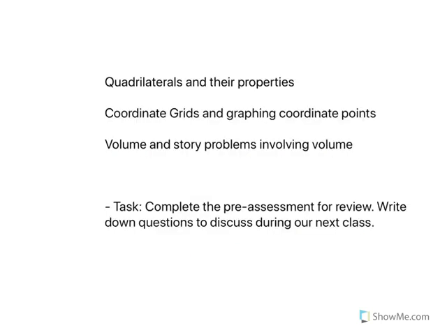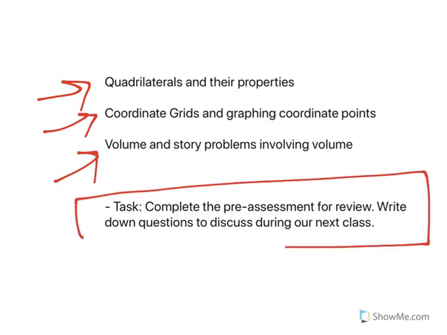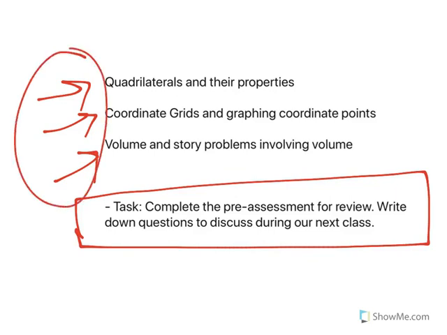So, we have quickly gone over quadrilaterals and their properties, coordinate grids and graphing coordinate points, and volume and story problems involving volume. Those are the things that you will be tested on. So your task today is to go complete the pre-assessment for review. Write down any questions you have to discuss and bring them to our next class. Good luck, and come back to this video as needed to help you with any part of these 3 beautiful pieces of information that you have learned in Unit 6. Have a good one!